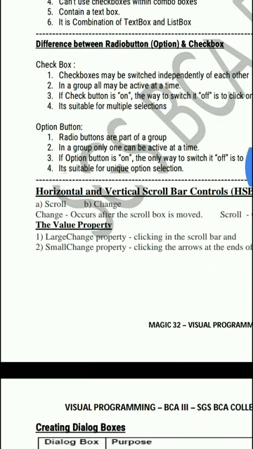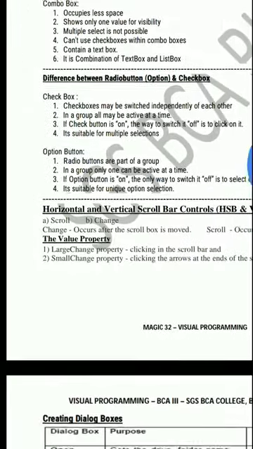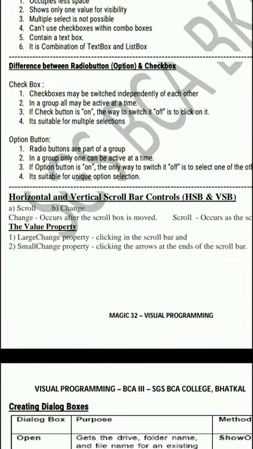We have two more very special components called HSB and VSB, also known as the horizontal scroll bar and vertical scroll bar. They have different properties. The special properties are large change, small change, and two more, change and scroll.